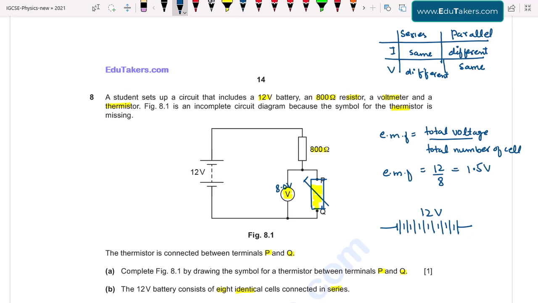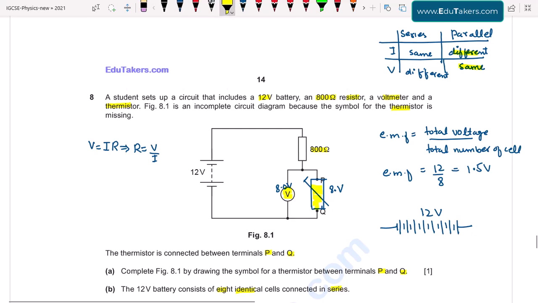we see that the voltmeter and thermistor are connected in parallel, and in the parallel combination the voltage remains same. It means that if 8 volt is across this voltmeter, then the thermistor also has 8 volt. The voltage across both of these components will be same, and here we have to find out the resistance of this thermistor. For that we use Ohm's law. V is equal to IR and R is equal to V over I. We know the voltage across this thermistor but don't know the value of current. So first of all we find out the value of this current.